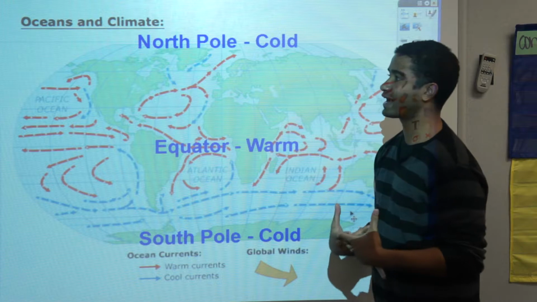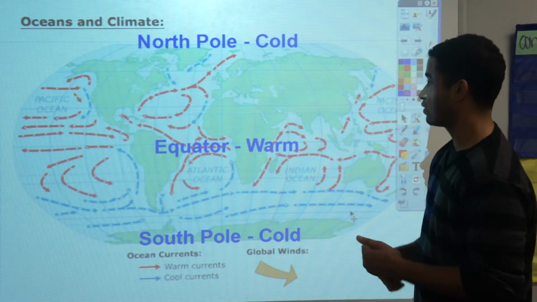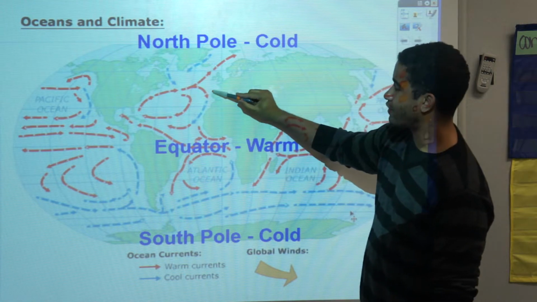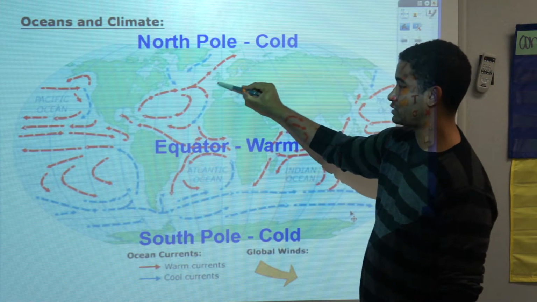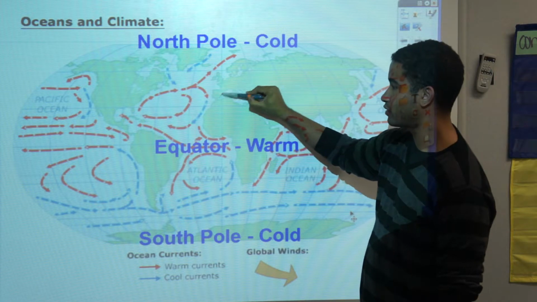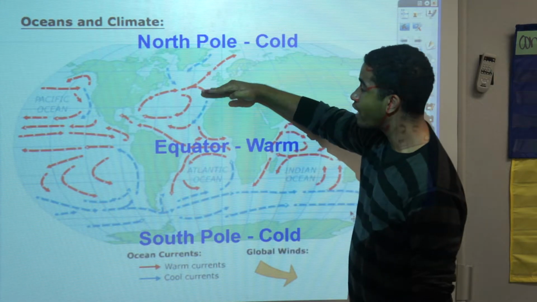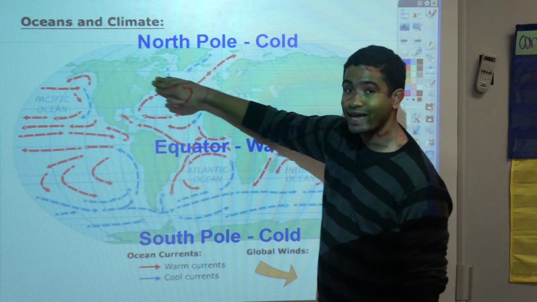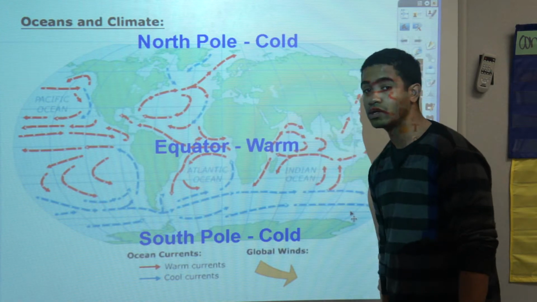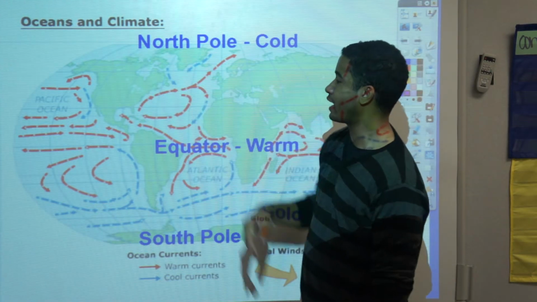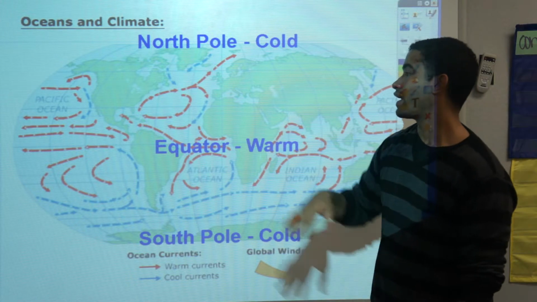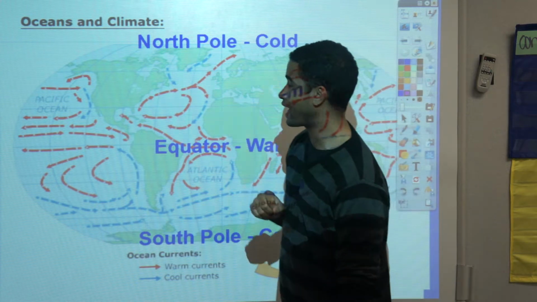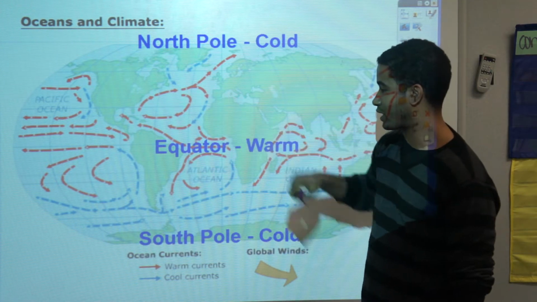So how does this affect the climate of cities? Well, obviously, for example, if you look at France, okay, France and Spain and Portugal right here, they're more in northern latitude. If you look, they're pretty much the same as New York and Canada, which are very cold places, okay? But they experience warmer weather because of the currents that pass by them, okay?